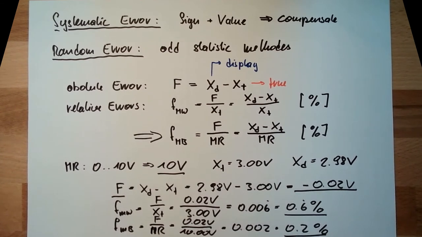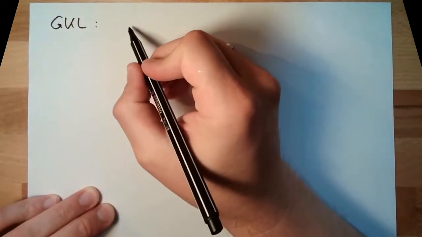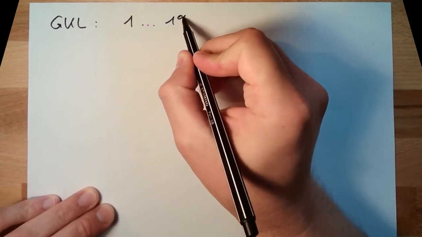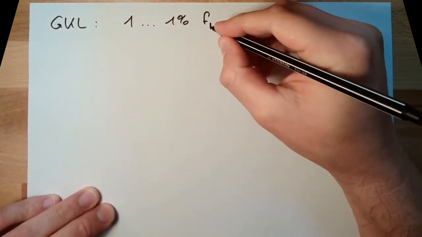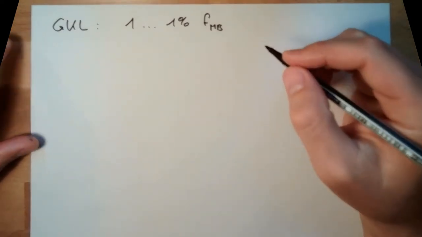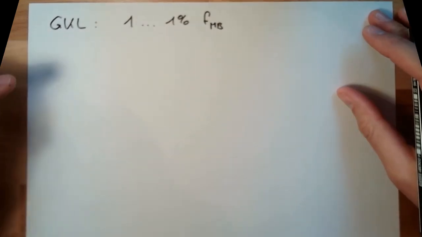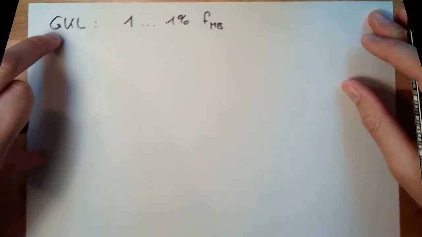Usually, our providers, our measurement system providers, they give something like a Genauigkeitsklasse, accuracy class. It's GKL, Genauigkeitsklasse. And if this is 1, this means 1% relative error to the measurement range. So there are several classes. The lower the class, the more expensive.